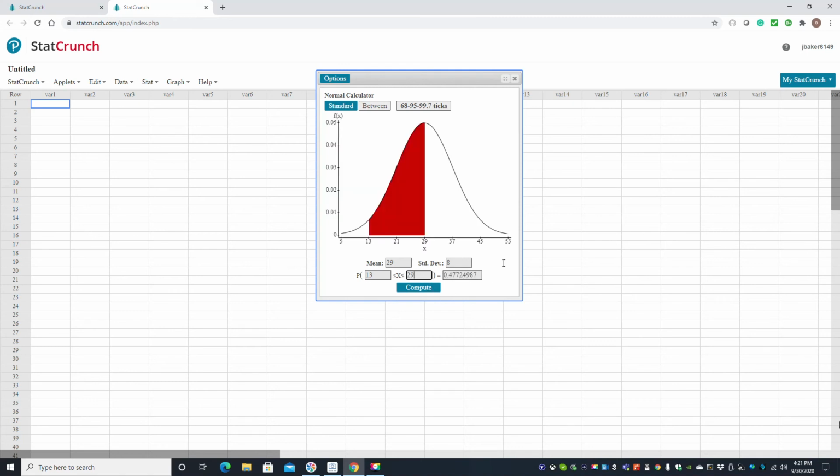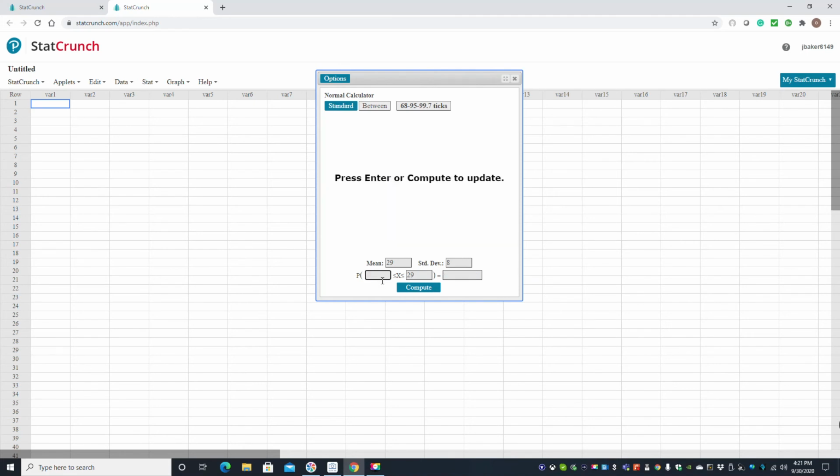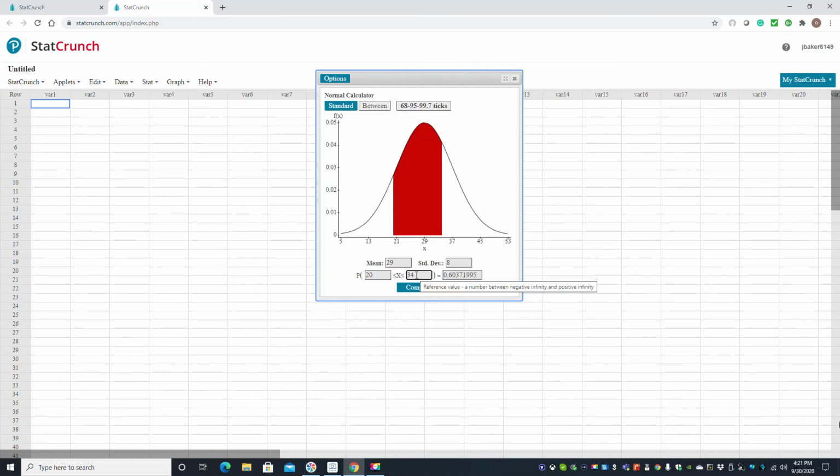Hit enter, and it gives it to you. So that gives me 0.4772 or 47.72%. How about 20 to 34? 20, 34, hit enter. I get 0.6037 or 60.37%. How about 16 to 30?